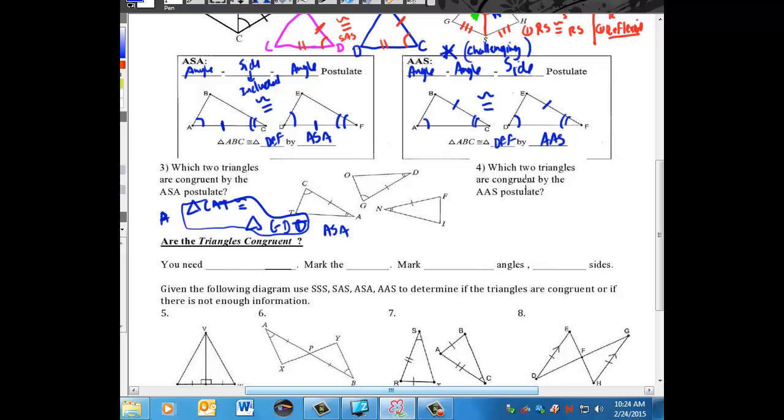Alright, for problem 4, which two triangles are congruent by angle, angle, side? None. None of these are displaying angle, angle, side. This is just angle, side. This is angle, side, angle. So none.